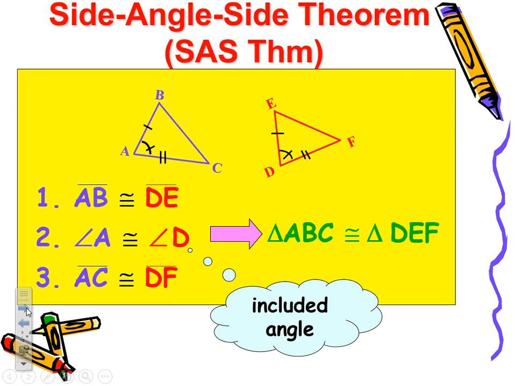Now, everything in yellow needs to be written down. So here we have 2 triangles that we know are congruent because segment AB is congruent to segment DE, angle A is congruent to angle D, and segment AC is congruent to segment DF. And angle A and angle D are included angles. So make sure you get all this written down.